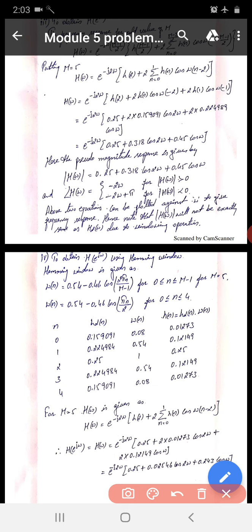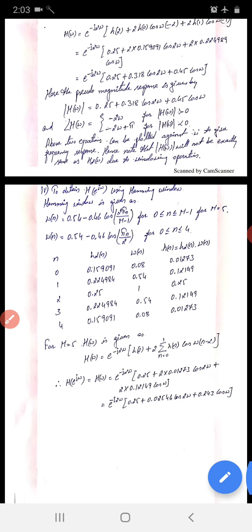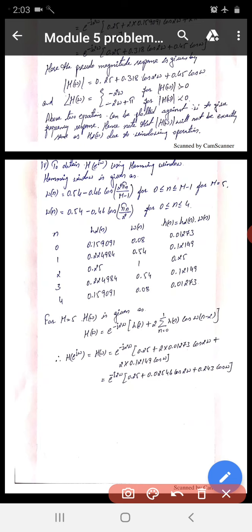Next, after getting these values, we have to find the desired frequency response. Okay, exact. Here for m is equal to 5, take the same equation again: e raised to minus j2 omega h of 2 plus 2 summation n varying from 0 to 1 h of n cos omega (n minus 2). In this case, again expand the equation.